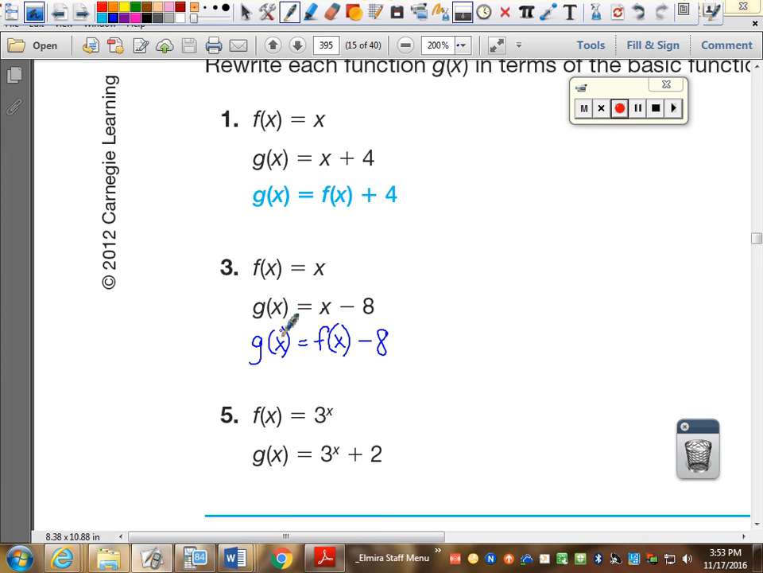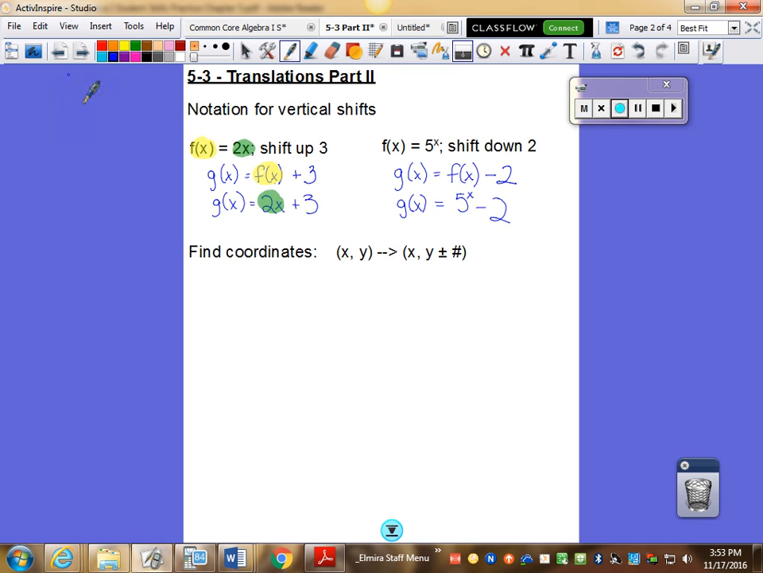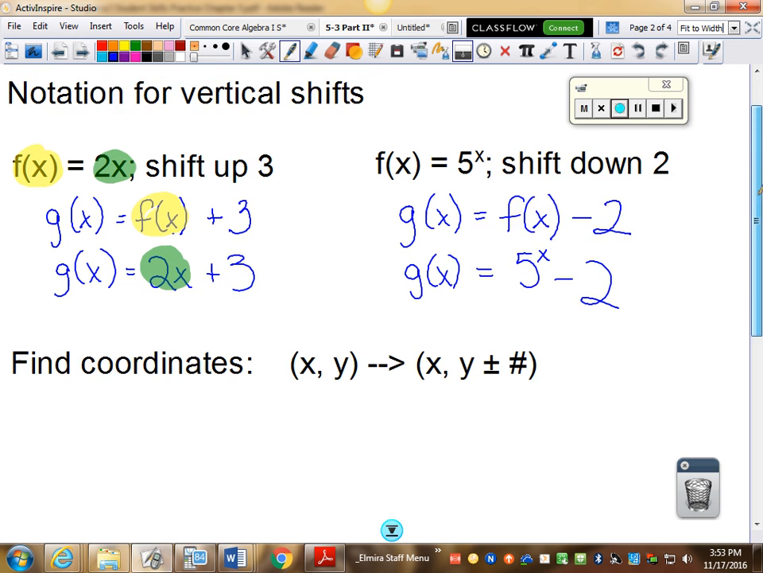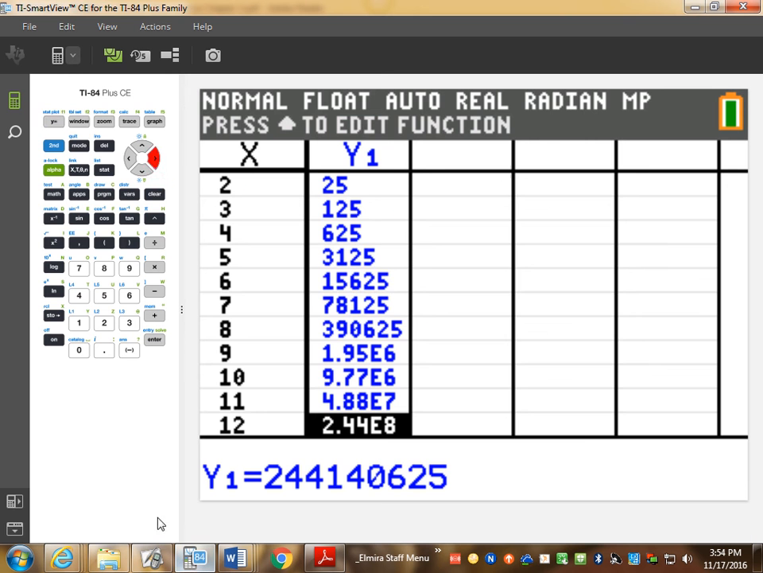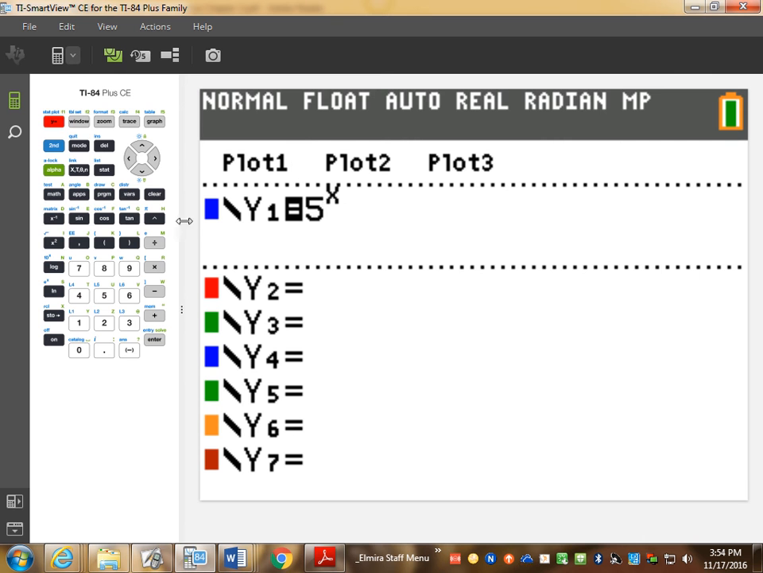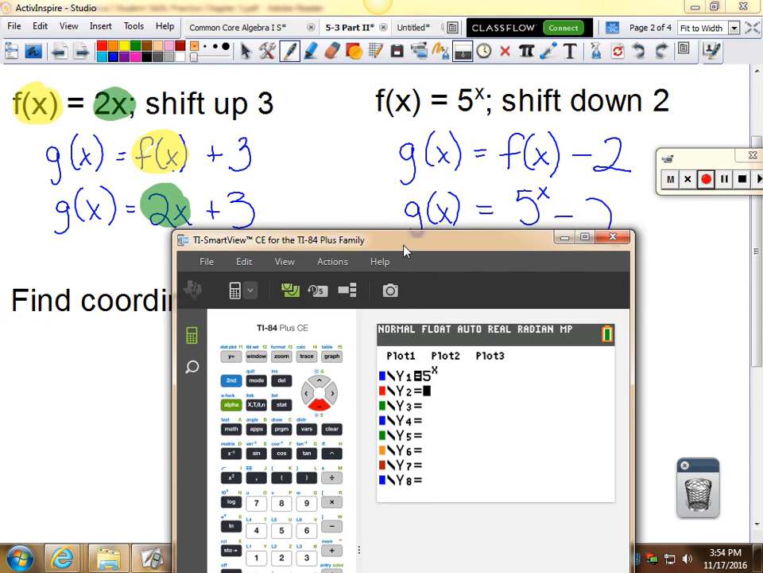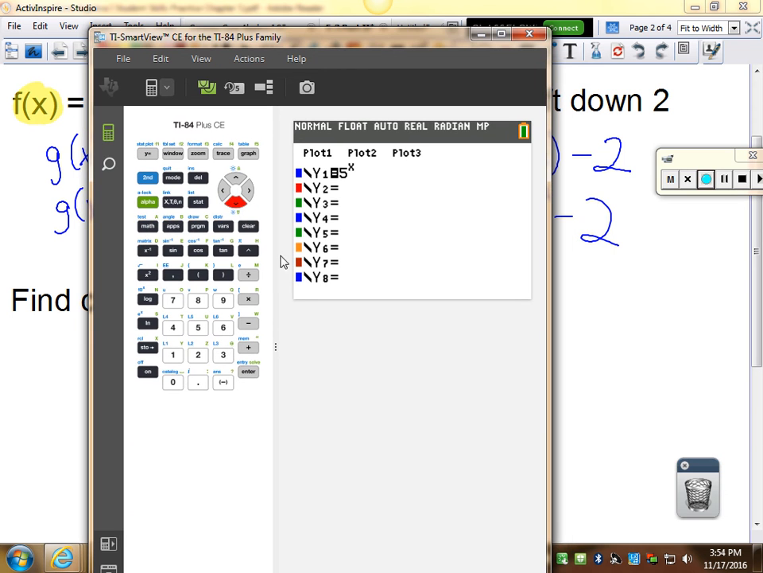Okay, number 5, g of x equals f of x plus 2. Then, in my coordinates, okay, let's put these in the calculator. 5 to the x, and the second function, 5 to the x minus 2.